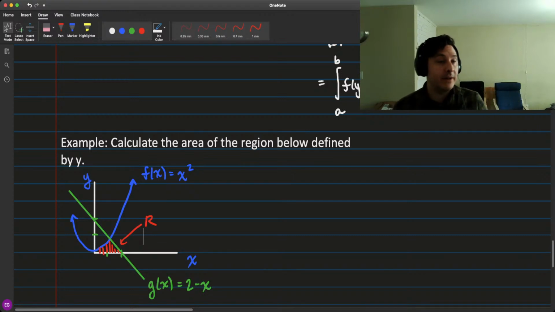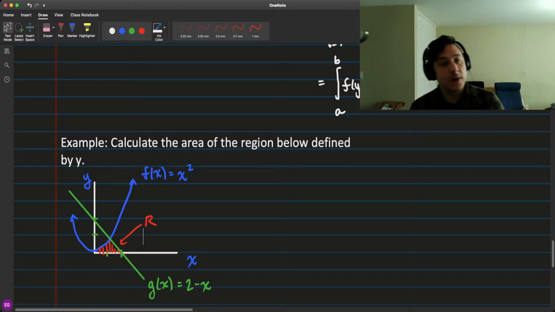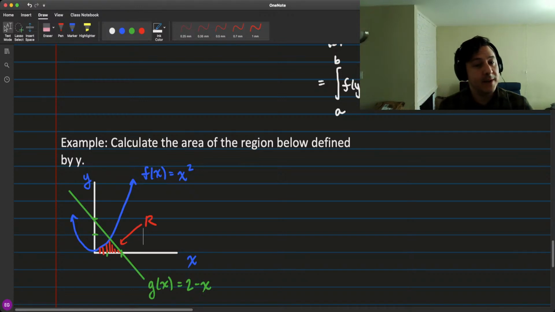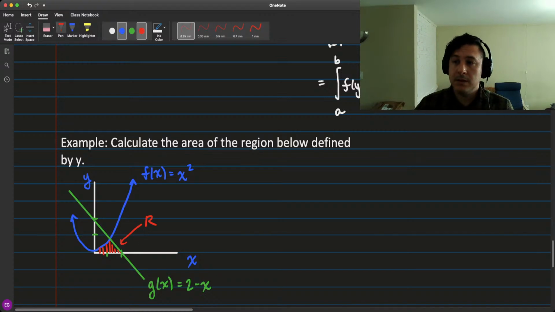Okay, you could solve this with respect to x, but we're going to solve it with respect to y. So what you need to do is translate everything in terms of y. The first step is to switch to the appropriate variables.